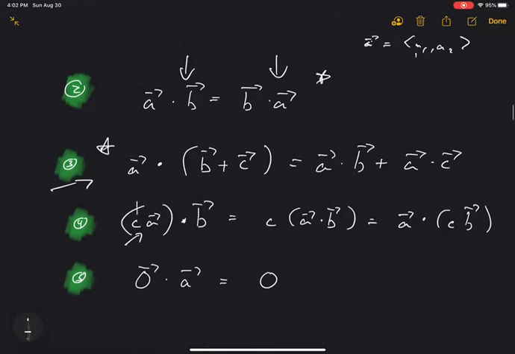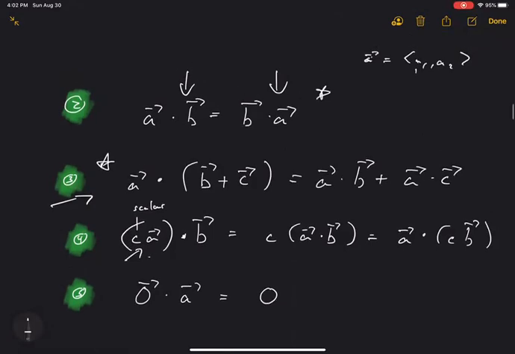This C doesn't have a vector sign, right? So this is just a scalar. Remember how scalar multiplication works. I'm taking the scalar multiplication of C and the vector A, and then I'm taking the dot product with the vector B.